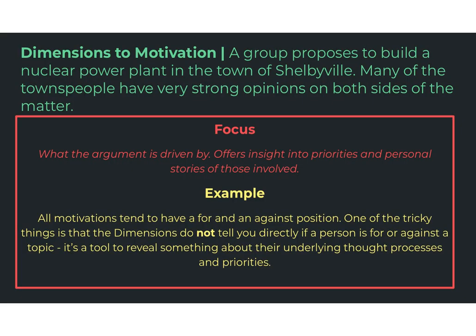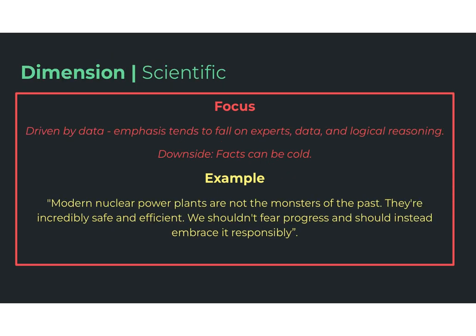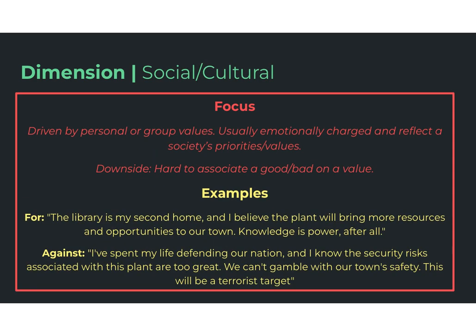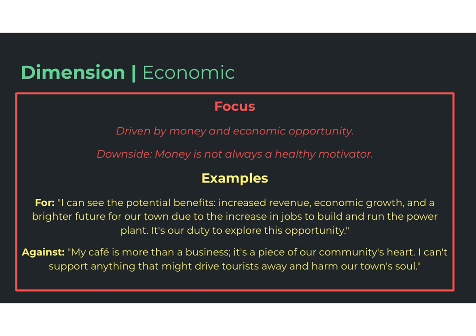So here's what the slides will look like. A group proposes to build a nuclear power plant in the town of Shelbyville. Many townspeople have very strong opinions on both sides. So you have your focus. This is what you can copy, the red, and then you read the yellow example and you take 3 to 4 keywords and put that in the keywords box. You'll do that for each one of these. So there's environmental, there's social and cultural, and then the last one is economic.